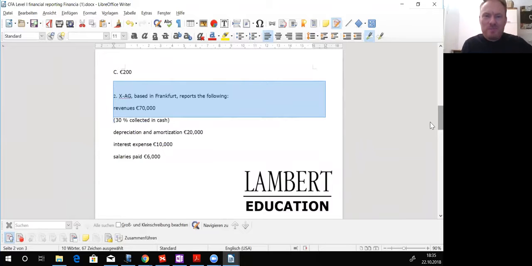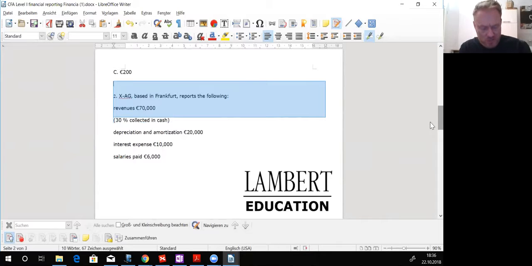XAG, which is the German company here, based in Frankfurt, reports the following: revenues $70,000, etc. And we want to change a little bit to the statement of cash flows. There's three very important things when it comes to financial accounting. First, the balance sheet. Second, the income statement. And third, the statement of cash flows. Of course, there's also the statement of equity, but we want to take a look at those three things here in this free webinar.